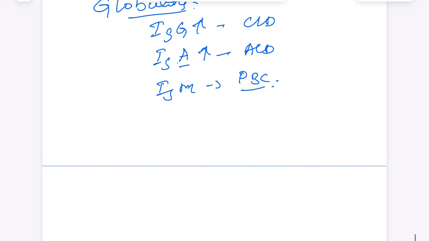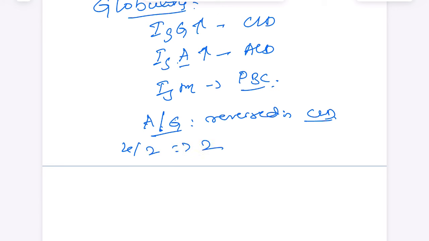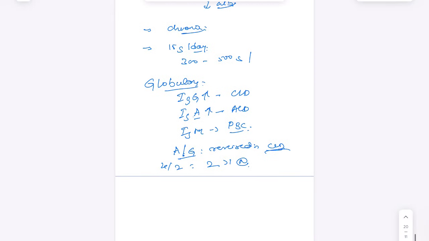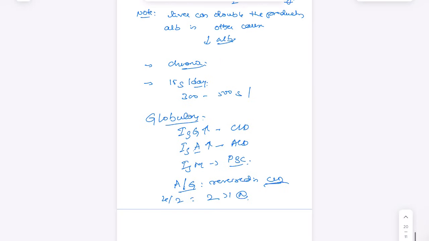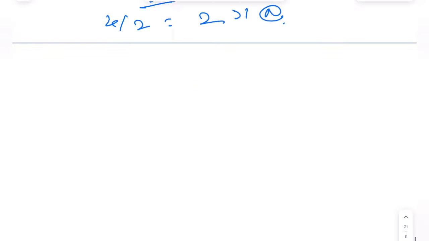And whenever there is a reversal of the A/G ratio, it is seen in chronic liver disease. Normally albumin will be around 2 and globulin around 2, so the ratio will be more than 1 in normal, but this reversal of ratio, that is less than 1, happens in chronic liver disease. So this is about the relevance of proteins in interpreting LFT. And one more parameter that helps is clotting factors.